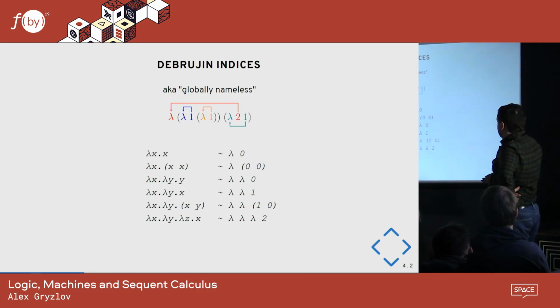So I guess you can figure out the idea. You just count to the left how many lambdas you've skipped since the introduction, and just put this number instead of the name. So the system is kind of hard for humans to read, but good for computers. So if you're going to implement this, this is the easier way.